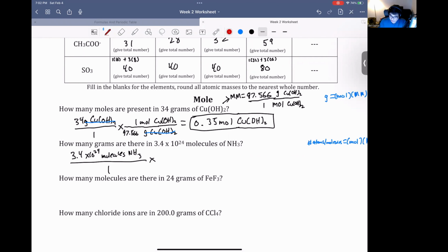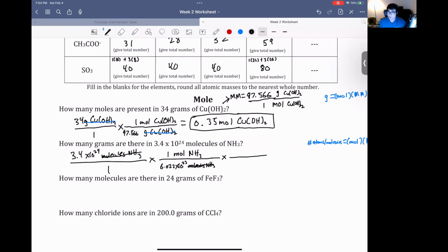So we're going from molecules to moles by using Avogadro's number, right? Avogadro's number is telling us that we have 6.022 times 10 to the 23rd molecules of NH3 for every 1 mole of NH3 present. That goes away. All right, next here.